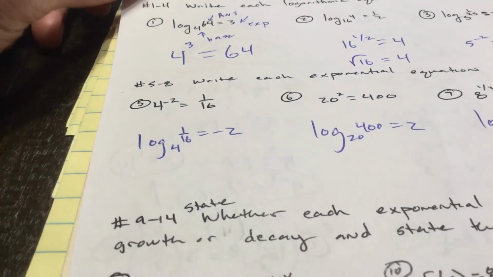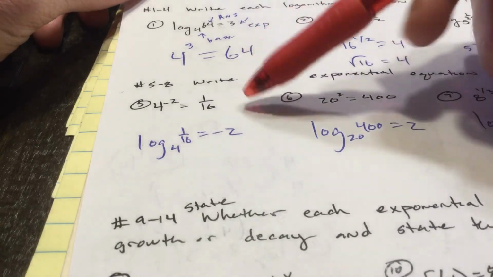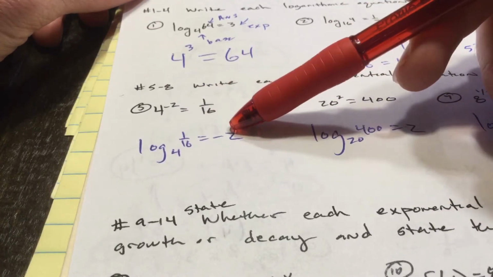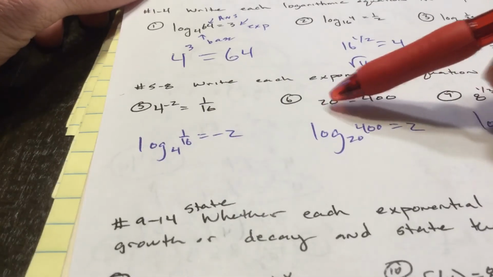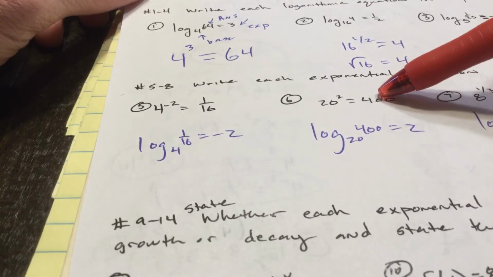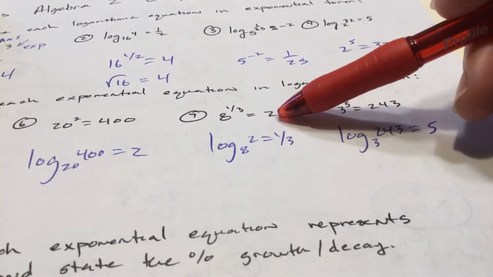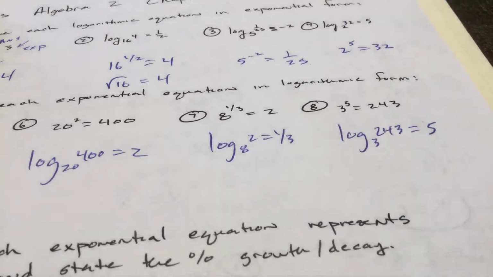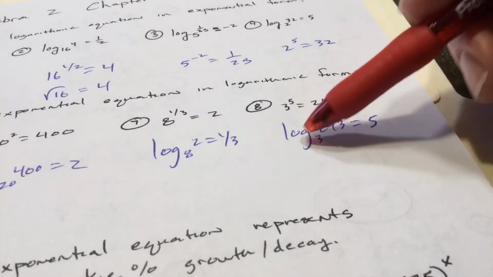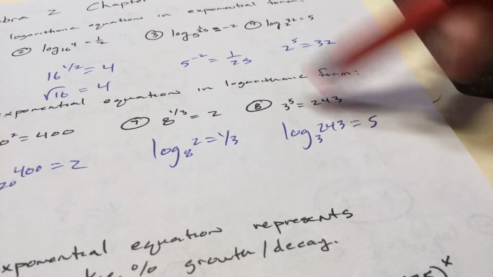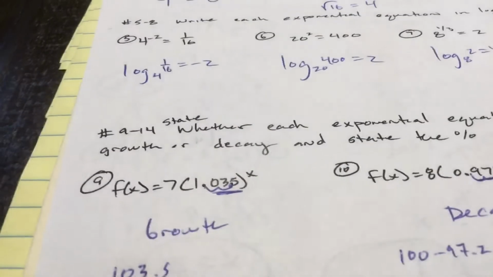5 through 8, write each exponential equation in logarithmic form. Log base 4 of the answer 1/16 equals -2. Log base 20 of the answer 400 equals the exponent 2. Log base 8 of the answer 2 equals the exponent 1/3. And lastly, log base 3 of the answer 243 equals 5, the exponent.